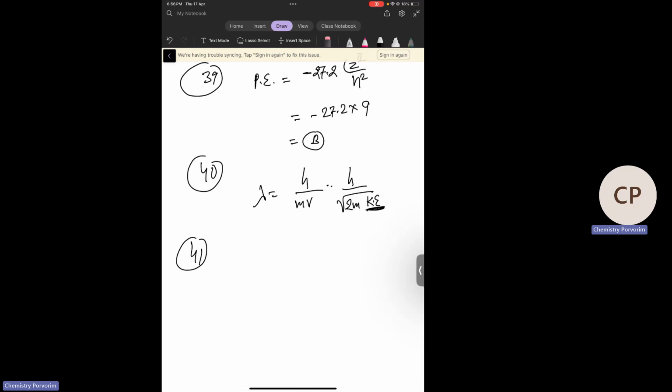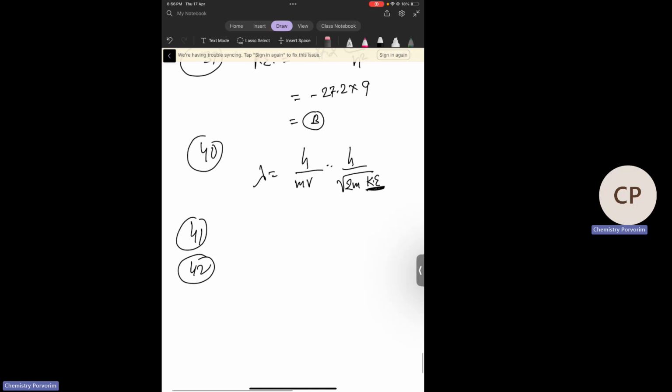41. Consider the following statements regarding photons. They are not deflected by electric and magnetic fields. Correct. Wavelength of photon changes as media changes. Correct. See, number of photons in electron proton collision are conserved. This one is wrong. So A and B are correct. Option B.